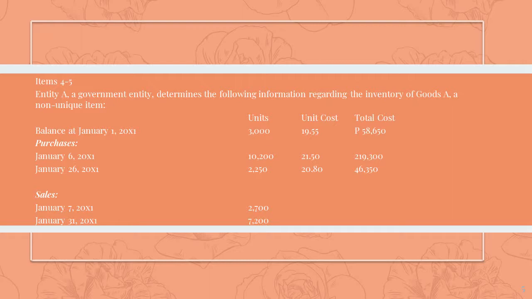On January 6, we have 10,200 units purchased with a unit cost of 21.5 pesos and a total cost of 219,300. And on January 26, we purchased 2,250 units with a unit cost of 20.8 pesos with a total cost of 46,350 pesos. And then we also have sales on January 7 and January 31. On January 7, we sold 2,700 units, and on January 31, we sold 7,200 units.